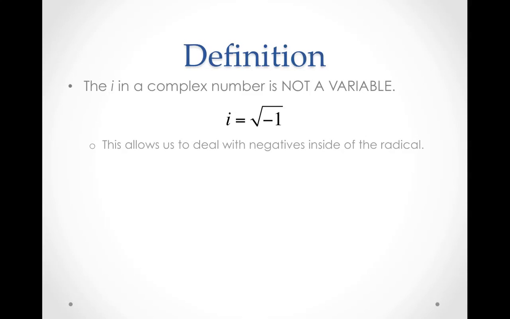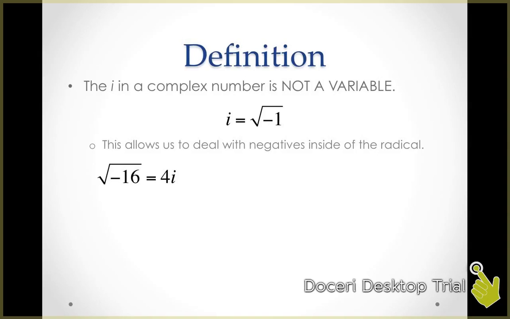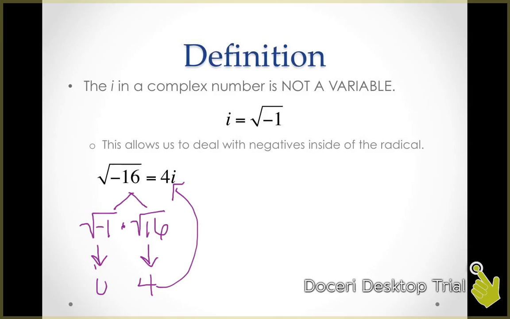Now it's nice to have this i because now we can deal with negatives inside of the radical. Without complex numbers, anytime we get a negative inside of the square root, we always say we can't do that. Now we can do that. We can deal with that negative. So if I have something like the square root of -16, it's like saying I have the square root of -1 times the square root of 16. Well, the square root of -1 is where i comes from. The square root of 16 is where we get 4, and so we end up with an answer of 4i.